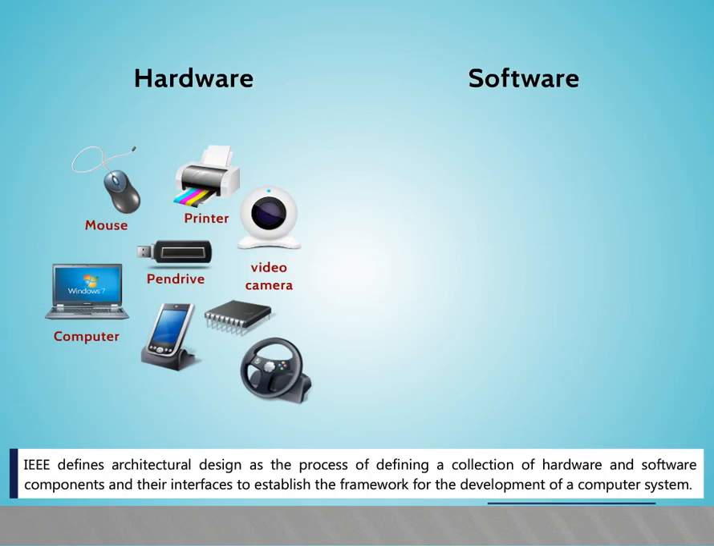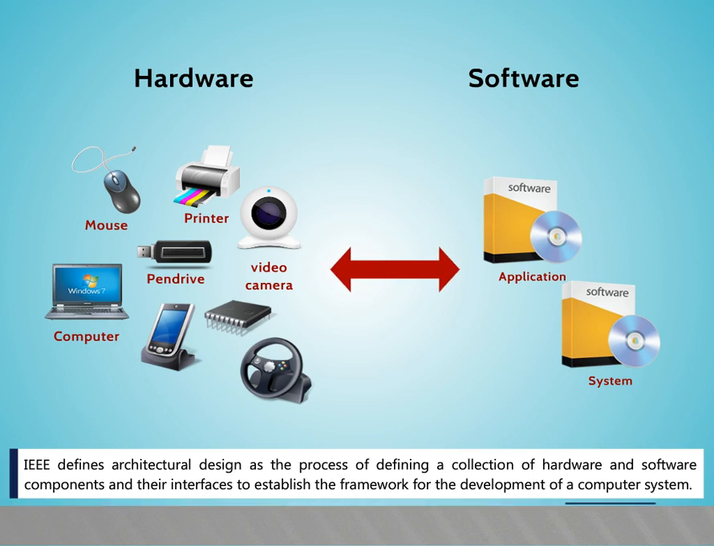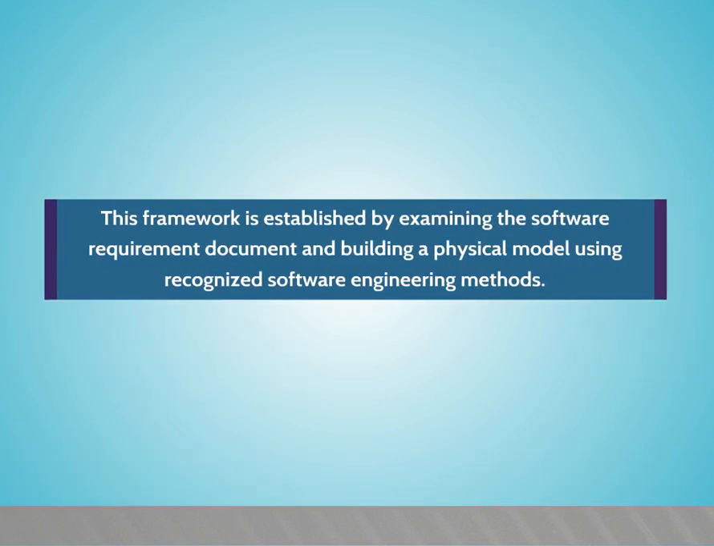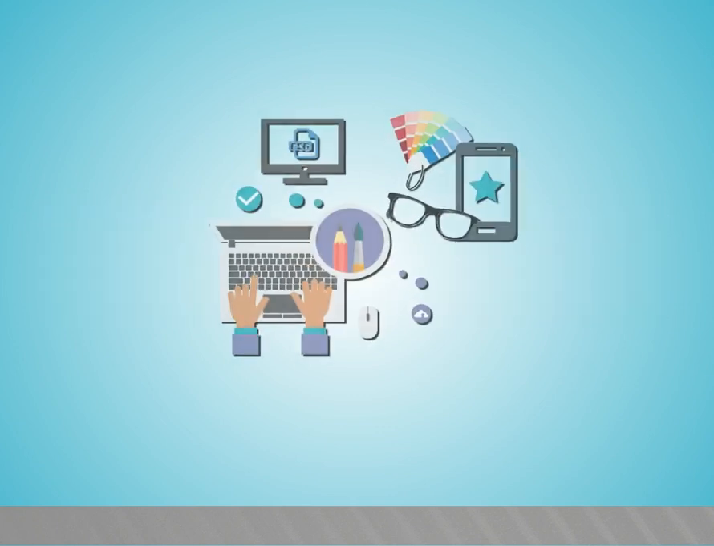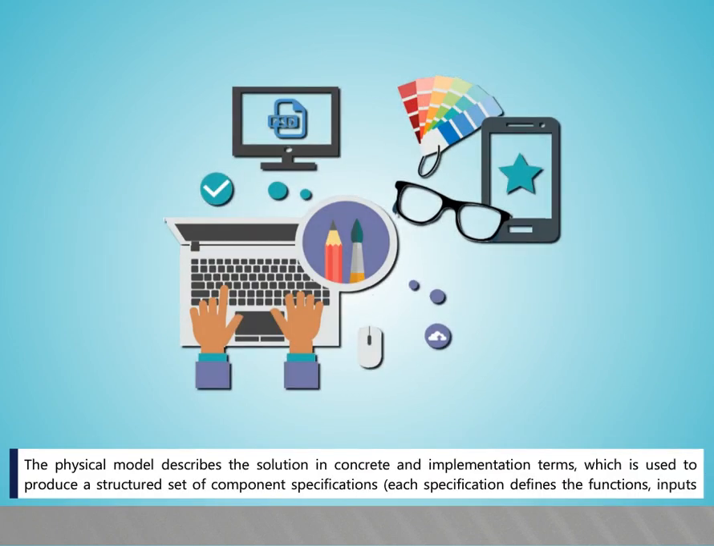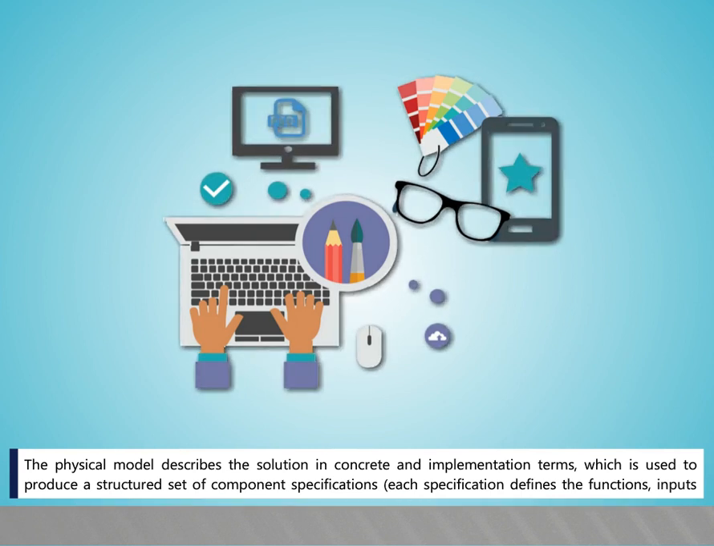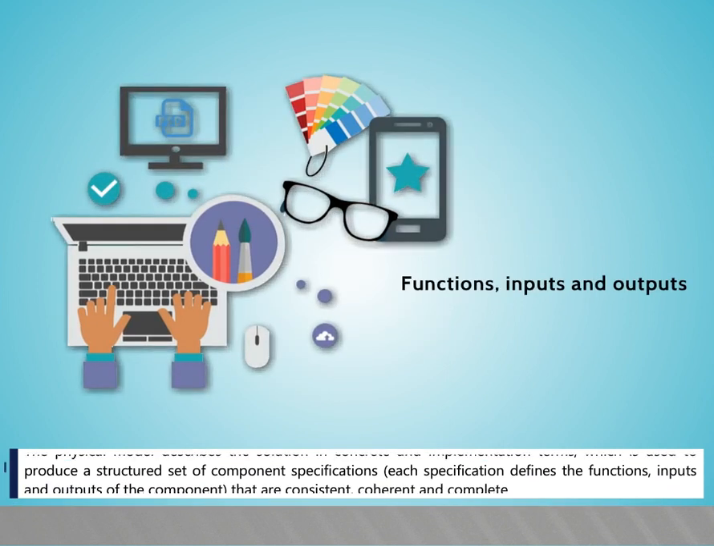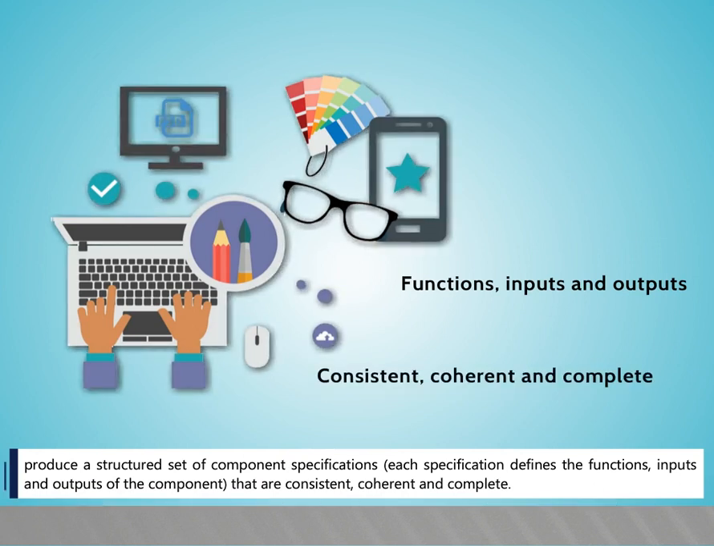IEEE defines architectural design as a process of defining a collection of hardware and software components and their interfaces to establish the framework for the development of a computer system. This framework is established by examining the software requirement document and building a physical model using recognized software engineering methods. The physical model describes a solution in concrete and implementation terms, which is used to produce a structured set of component specifications. That is, each specification defines the functions, inputs and outputs of the component that are consistent, coherent, and complete.